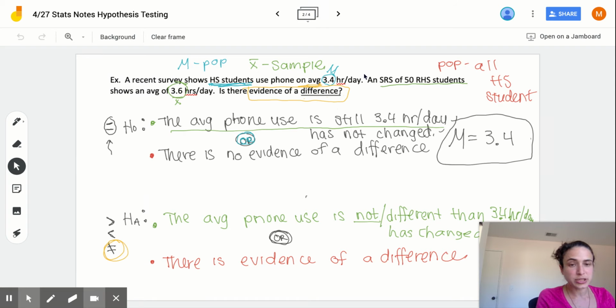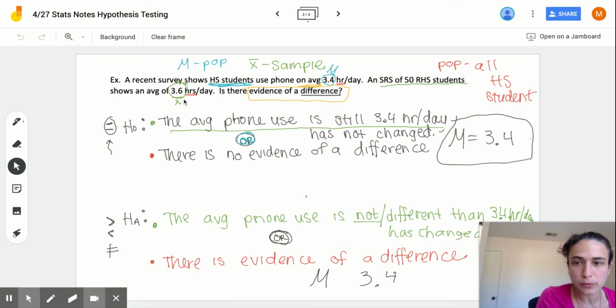Now we need to write HA. Again, you should still be writing mu is equal to, well, not equal to, sorry, let me take that back. You should not write equal to. You're going to actually choose from one of three symbols: greater than, less than, or not equal to. The number that you put down here should be the same. So we're going to keep it as 3.4 because we're not trying to say that now the new mean is 3.6. That's not what we're trying to say. We're just trying to say whether or not the mean has either changed, increased, or decreased.